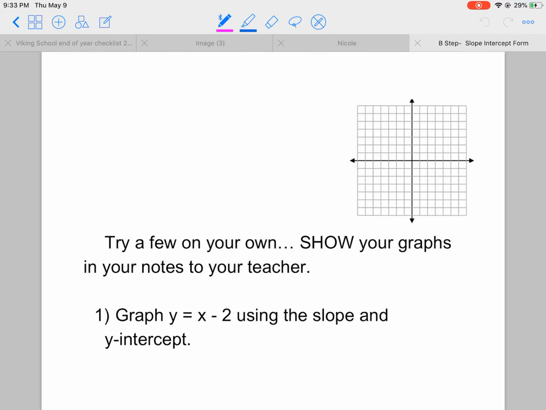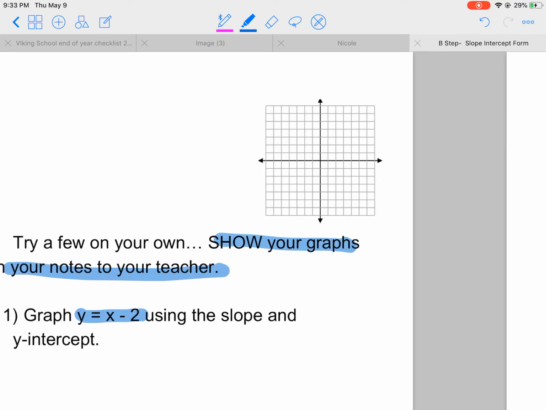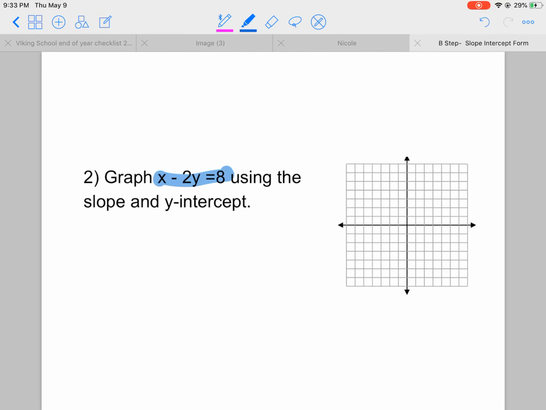Try a few on your own. Show your graphs in your notes to your teacher. So you're going to be graphing this one using the slope and the y-intercept. That one's not too tricky. I don't think you'll have any trouble with that. And this one, you might have a little trouble here. You need to get it into y equals mx plus b form. One thing is you cannot have a number in front of the y. So, for example, I'll get you started.